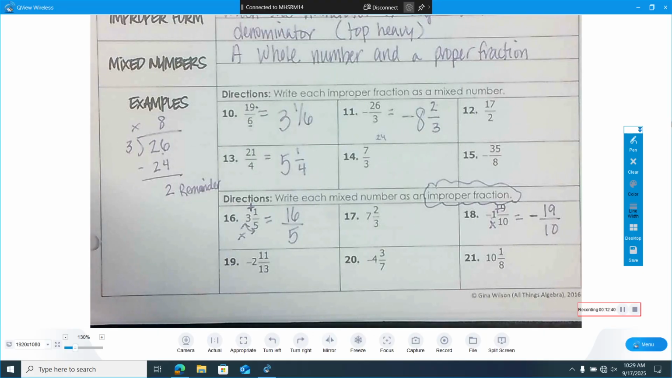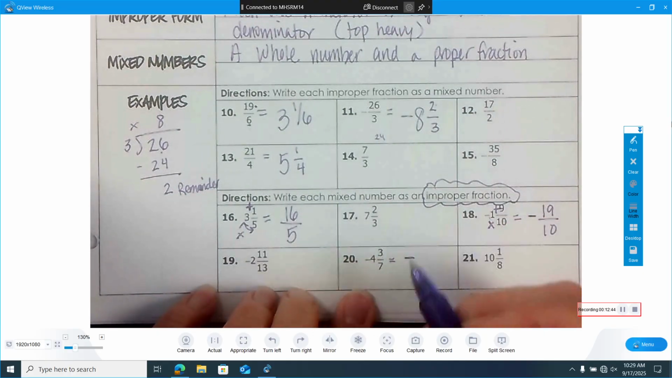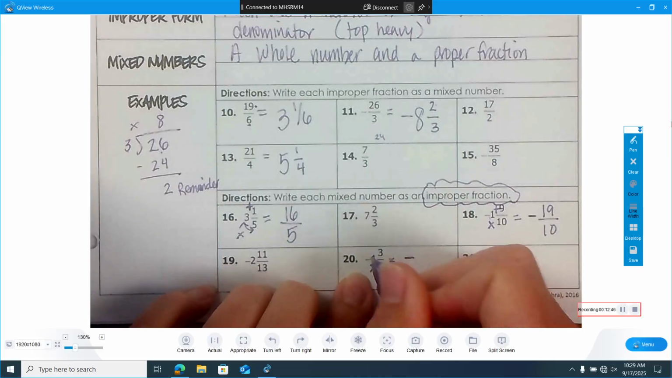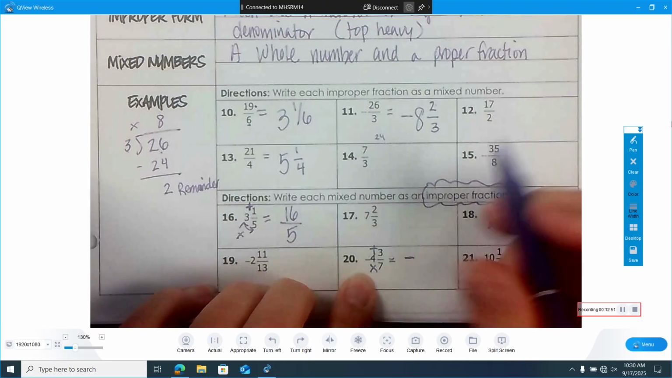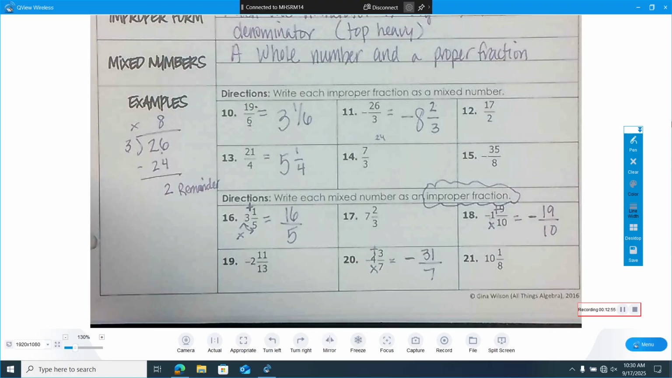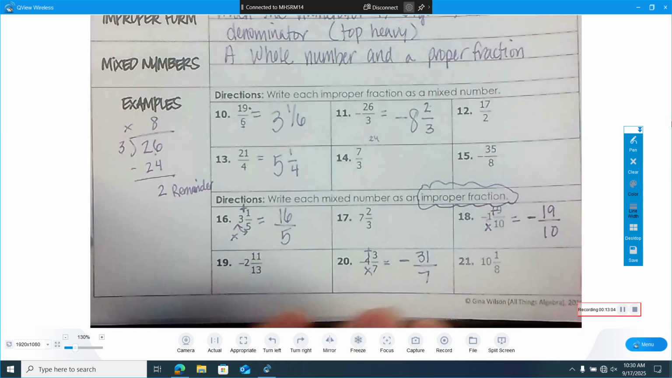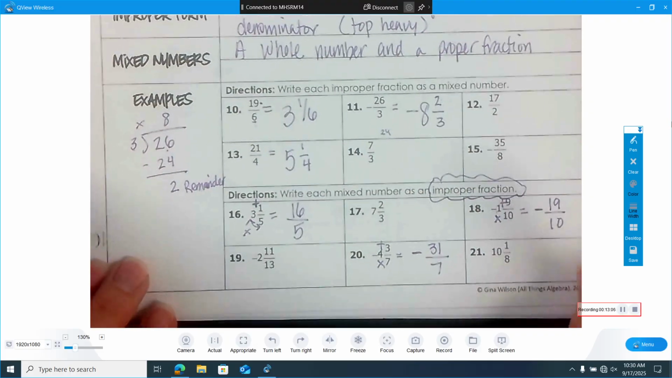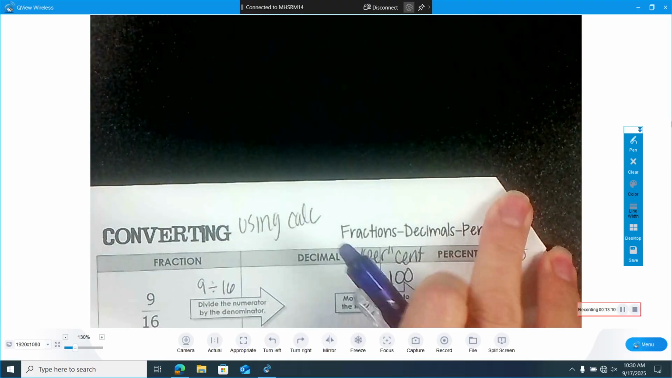Good? What about number 20? It's got a negative, so we're going to multiply. 7 times 4 is 28, plus 3 is 31 sevenths. Any questions on those? Okay, great. So again, most of the time we like improper fractions because that's how we do all of our operations. Let's turn the page, and this is where your calculator is going to come in real handy.